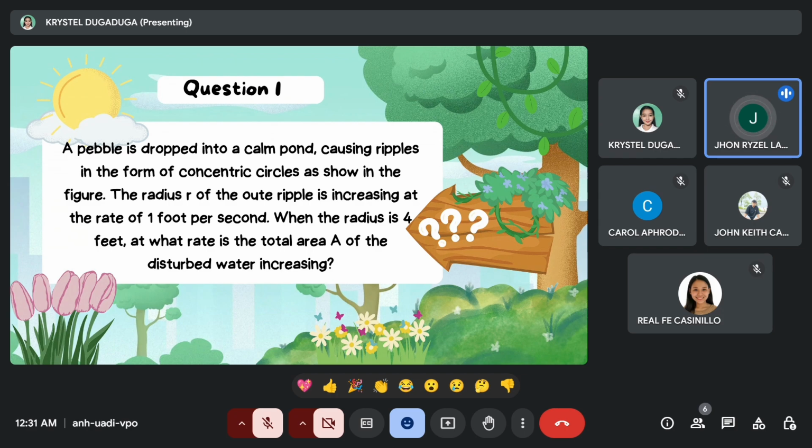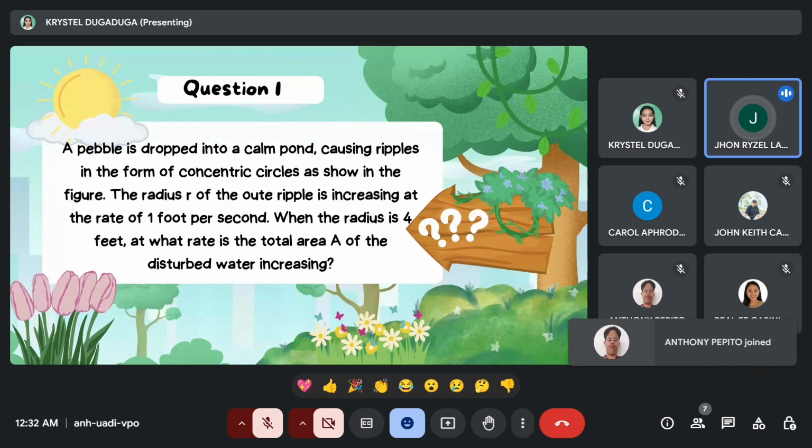Here is the solution. So, step 1 is relating the area to the radius. The total area A of the disturbed water is the area of the outer circle, which depends on the radius r.